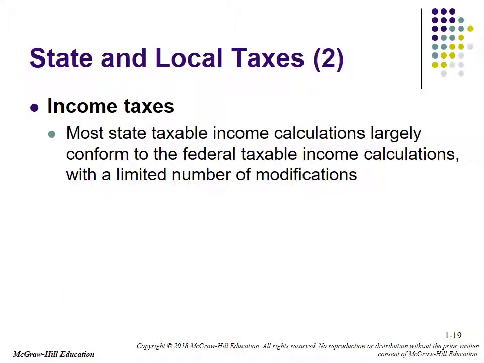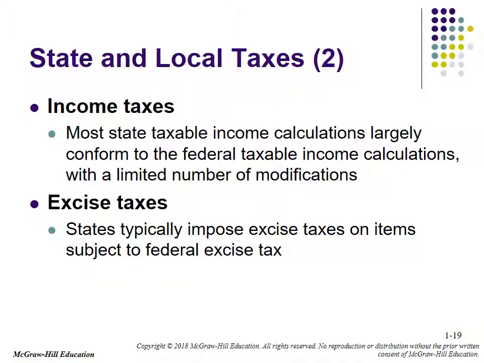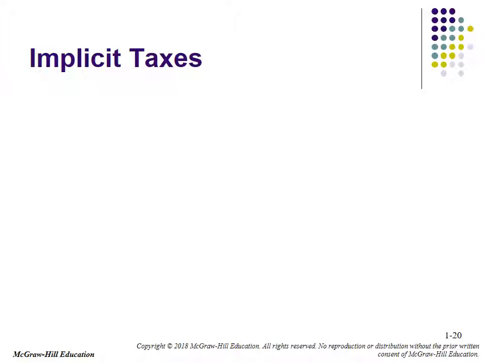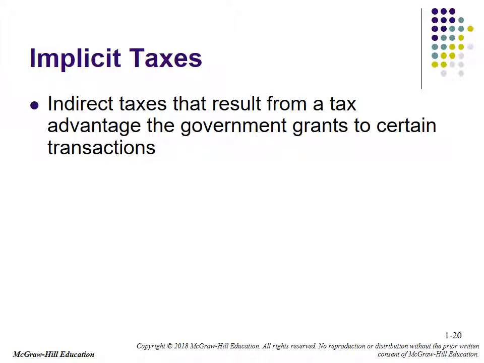Income taxes. Some states don't have an income tax or a sales tax, so it all depends on the state you live in. Alaska, Texas, Nevada, Delaware. These are just some of the states that don't have an income tax. They get their income to fund their government from other sources. There's your excise tax again. They have them at the state and local. And there's our implicit taxes.